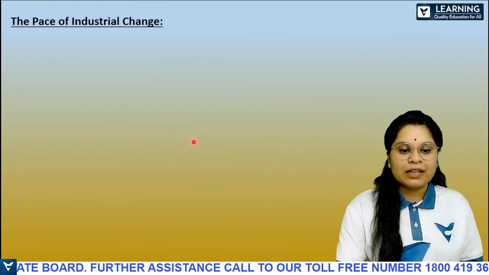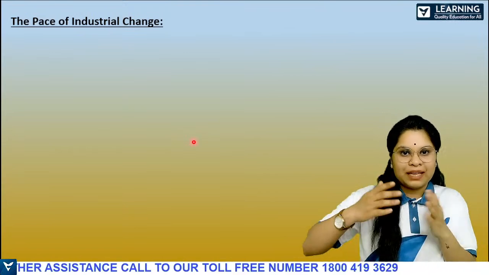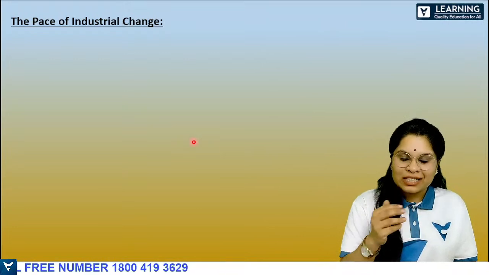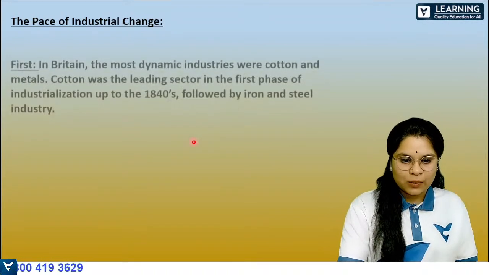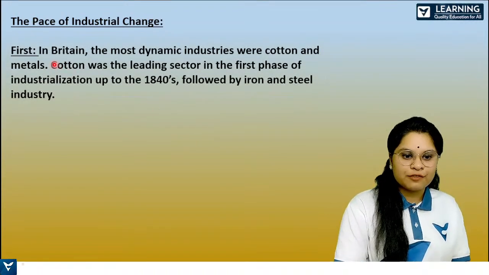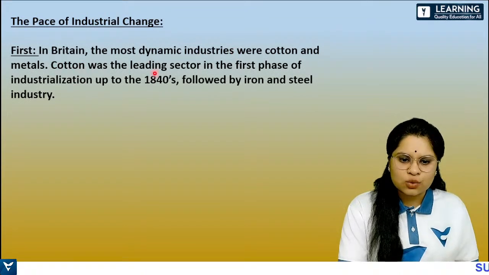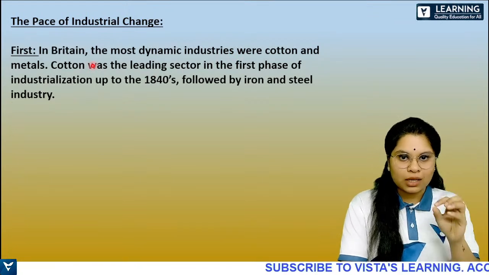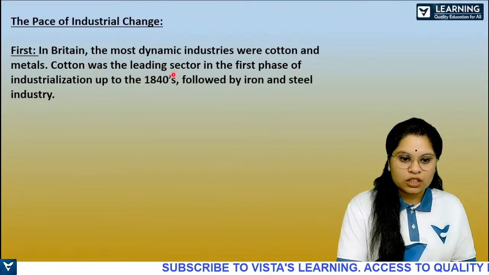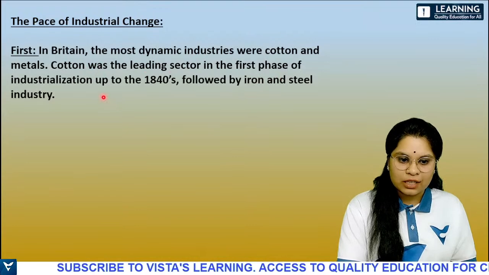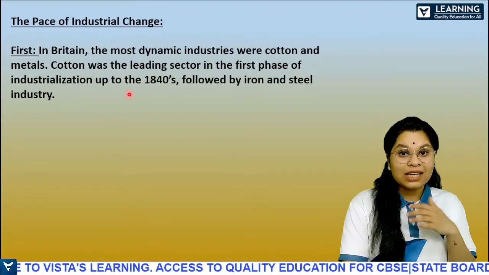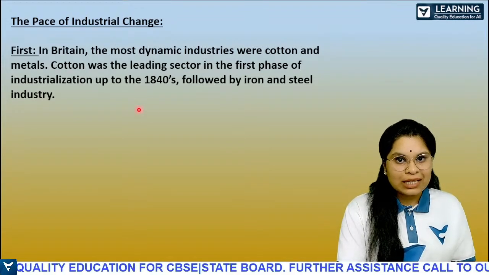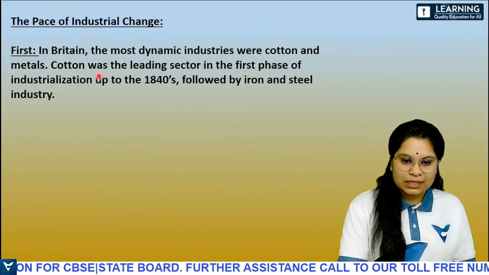Next, the pace of industrial change. What was the speed? Did it literally just grow like this, or did it take time? We'll see all of that. First, in Britain, the most dynamic industries were cotton and metals. Cotton was the leading sector in the first phase of industrialization, up to the 1840s, followed by the iron and steel industry. So this was in Britain.